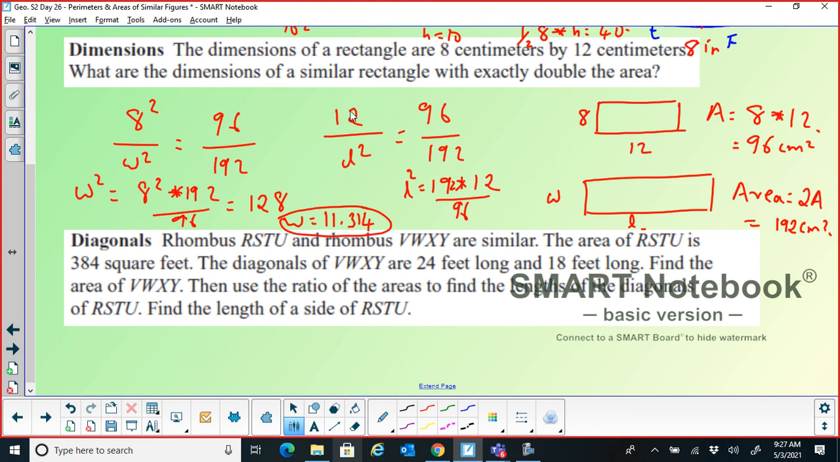Wait a second, here it should be 12 squared. That's the reason. So 192 times 12 squared divided by 96 gives us 288. And then taking the square root of 288, I have 16.971 as the length.